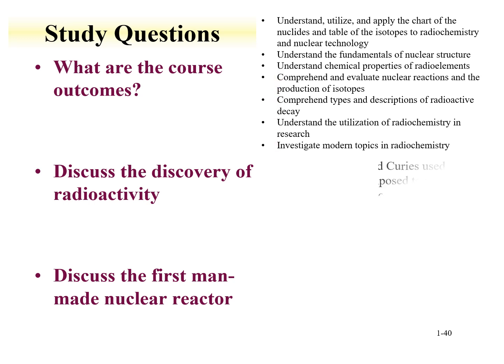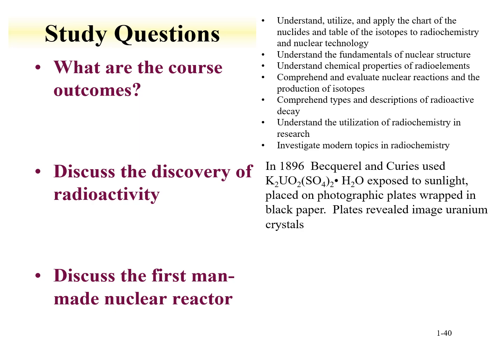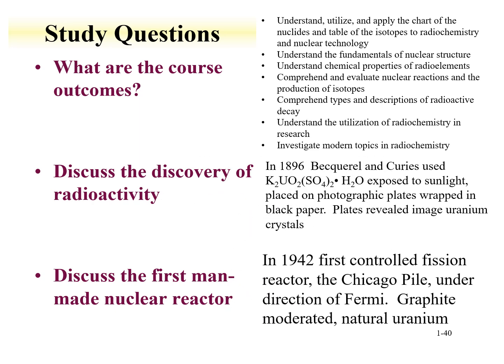Discuss the discovery of radioactivity, Becquerel and the Curies, used this uranium salt, exposed it to sunlight. And how about the first man-made reactor, 1942, the Chicago pile. I'm from Chicago, from the South Side, University of Chicago, same area. It was a graphite moderated natural uranium reactor. We'll describe how the moderators, either water, deuterium, or graphite, influence the behavior of neutrons in a reactor.